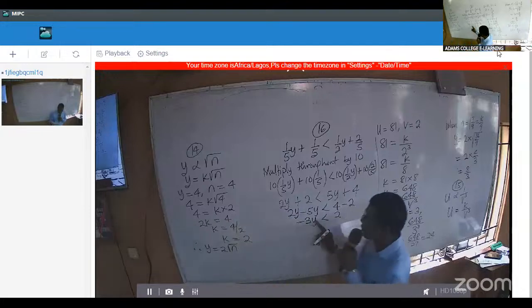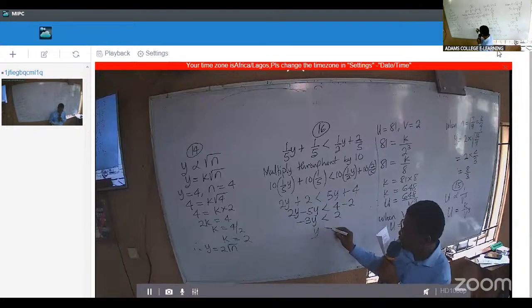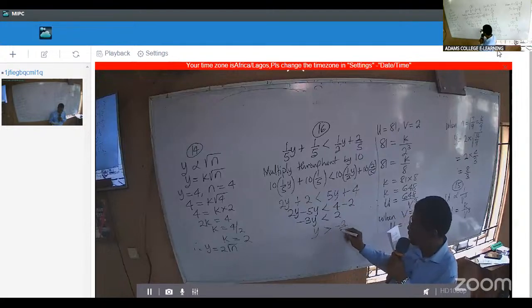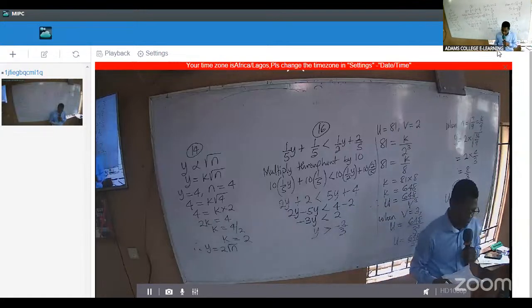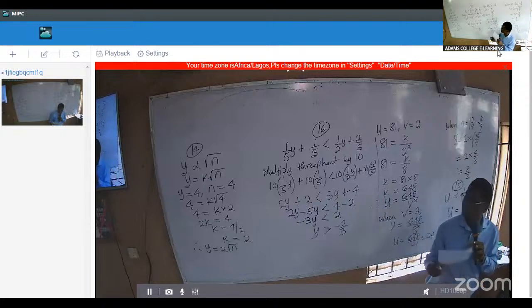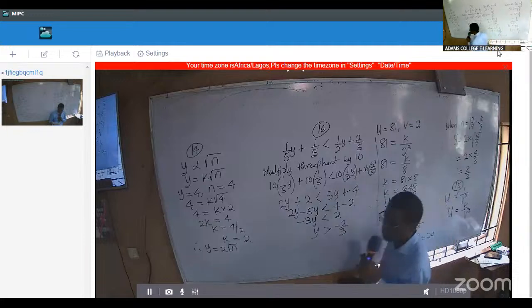To remove this minus 3, I'll divide both sides by minus 3. Then the sign will change. You know the less than turns to greater than. Minus 2 over 3. So the answer is C. Very good. So look at your mistakes, correct them.